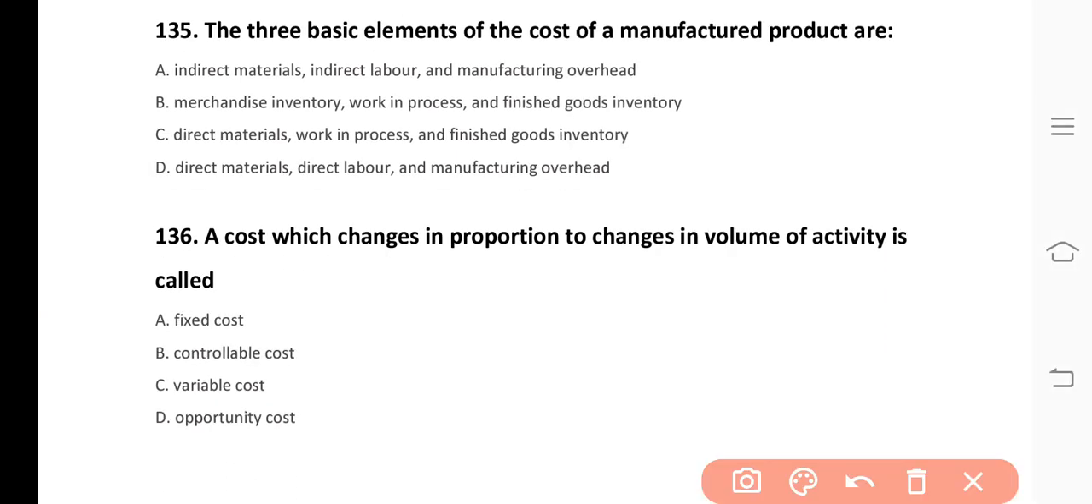MCQ number 135. The three basic elements of cost of a manufactured product are indirect material, indirect labor and manufacturing overhead. Option B, merchandise inventory, work in process, finished goods inventory. Option C, direct material, work in process, finished goods inventory. Option D, direct material, direct labor and manufacturing overhead. So the correct option is option D, direct material, direct labor and FOH are the three basic elements of cost of a manufactured product.